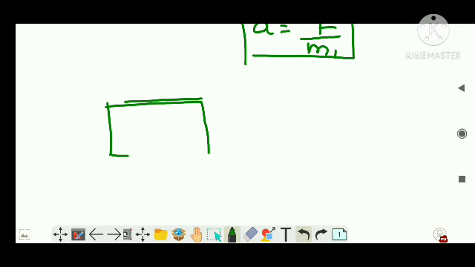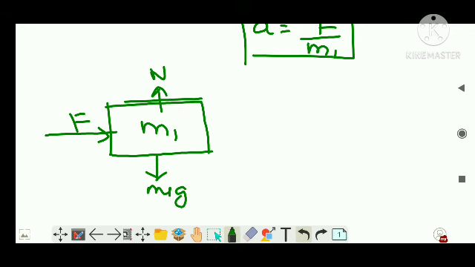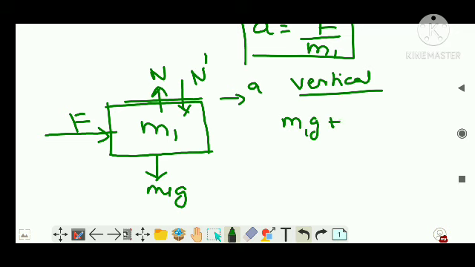Let's say I have taken the first block m1 and we have applied a force F over it. There is a weight m1g downwards and a normal reaction upwards, right? And there was a small block over here. That block would have given an additional normal reaction N dash in the downward direction. Due to this force, obviously this block would have moved in this direction. Now, what are all the vertical forces in this block? In the vertical direction there is equilibrium, there is no vertical motion. That means I can write m1g plus N dash, both in the downward direction, is equal to N.